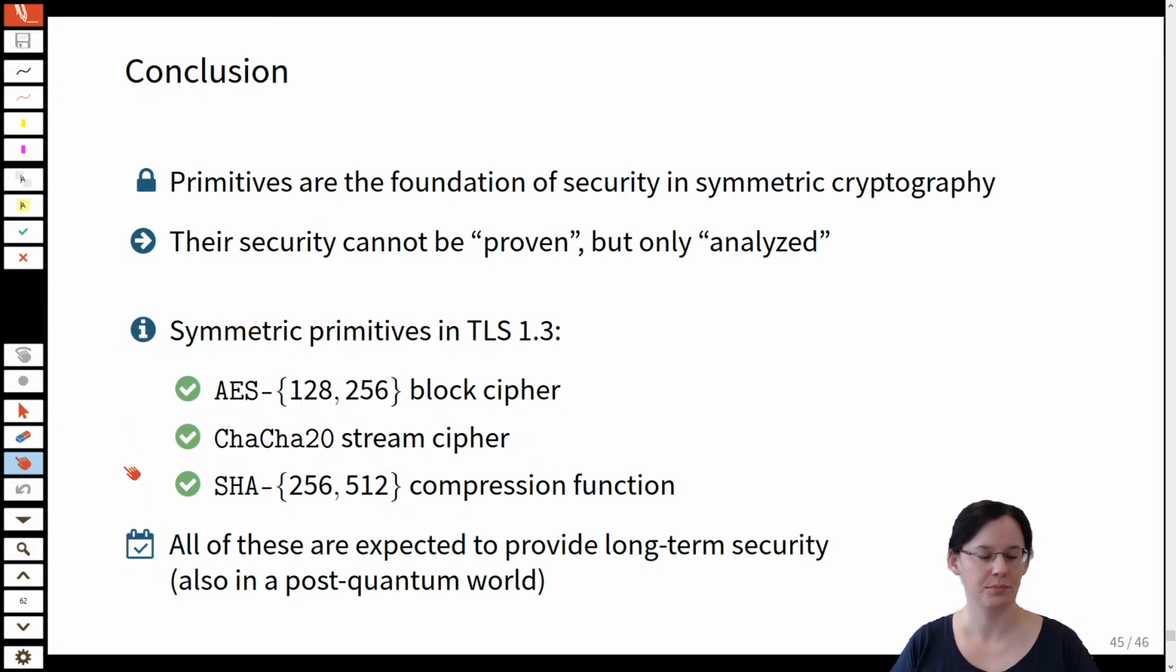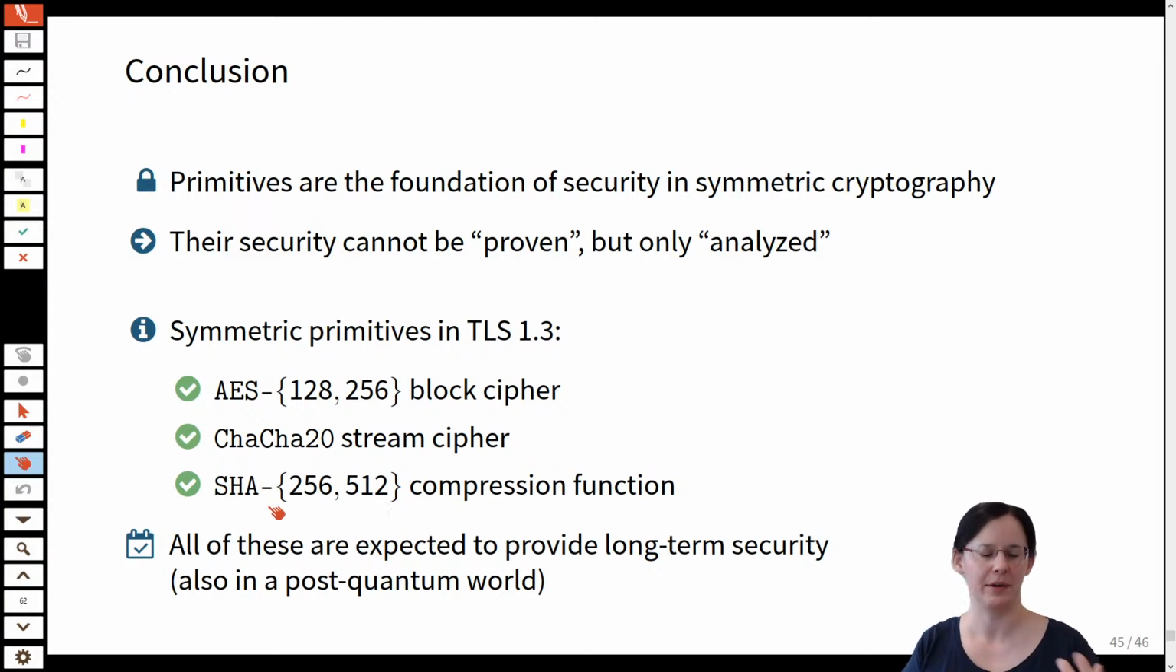Now for widely used primitives, we've seen some classic and outdated ones, but also some which are currently still very much in use. In particular, if you look at TLS, so at HTTPS, in the newest version, you will see that only very few primitives are supported. So first there's AES with 2 key sizes. Then there's a stream cipher called ChaCha20. We'll have a peek at that next week. And then we have the SHA-2 compression functions.